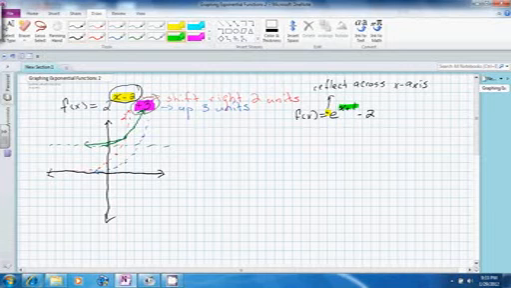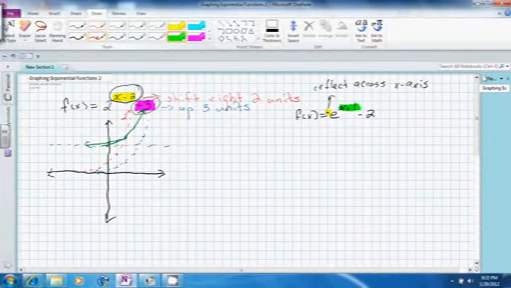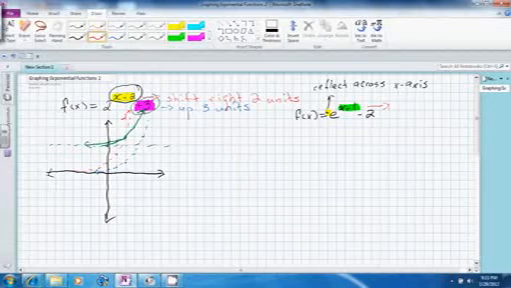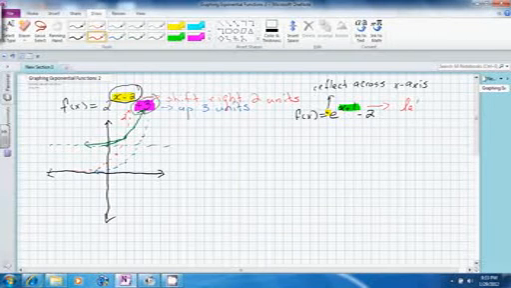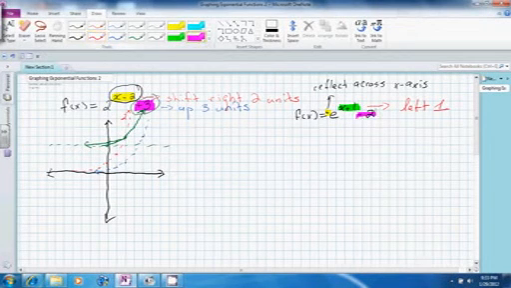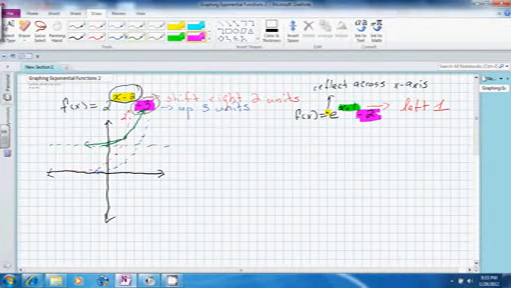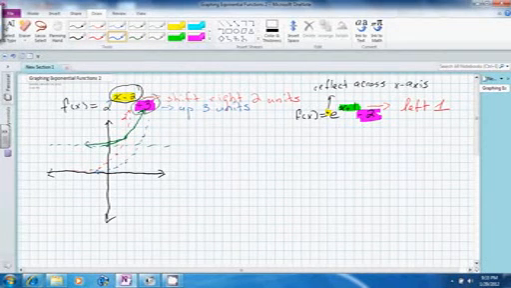Then this plus 1 is going to shift it left 1, and then the minus 2 here is going to go down 2.